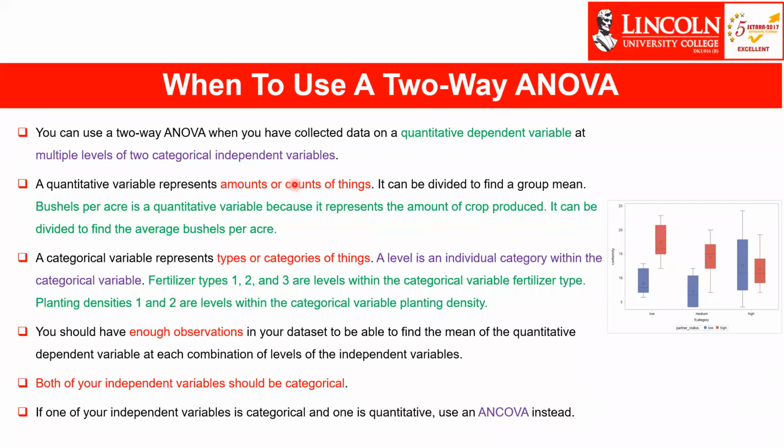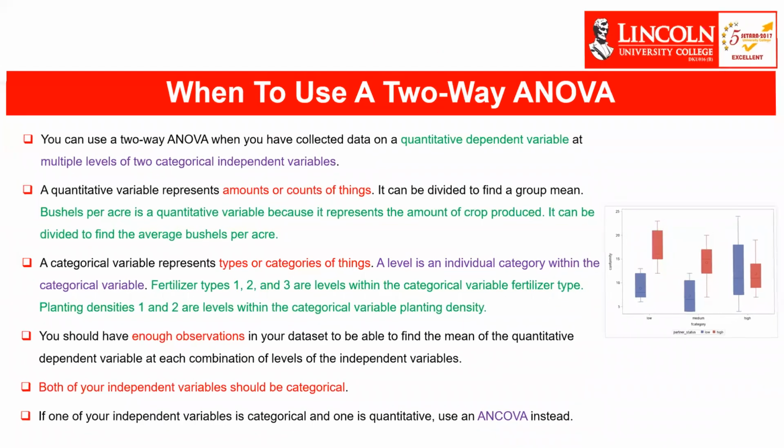So you should have enough observations in your data set to be able to find the mean of the quantitative dependent variable at each combination of levels of the independent variables. Both of your independent variables should be categorical. If one of your independent variables is categorical and one is quantitative, use an ANCOVA instead of a two-way ANOVA. That is analysis of covariance.